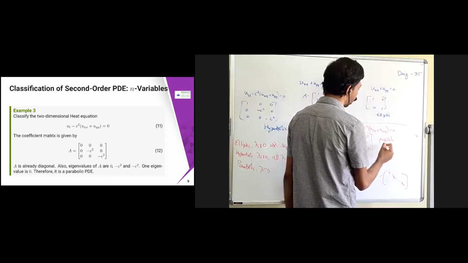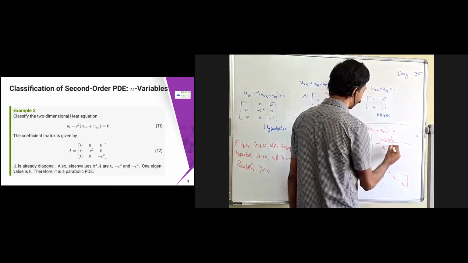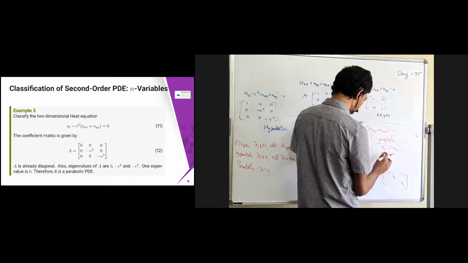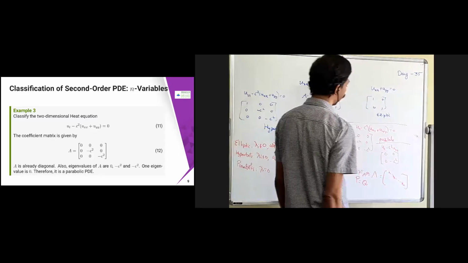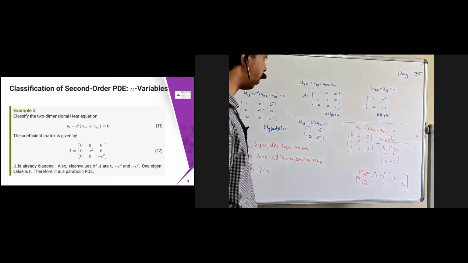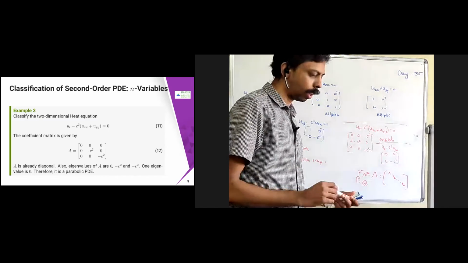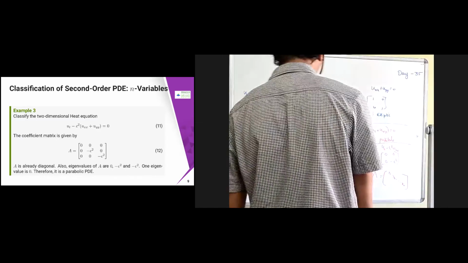And the same way for the other one. So ut minus c square uxx, we are going to get 0 0, 0 minus c square. So again, one of the eigenvalues is 0, therefore we are going to get that as parabolic. So these are the classifications which you get. The same thing you can do for the n-dimensional variable also.